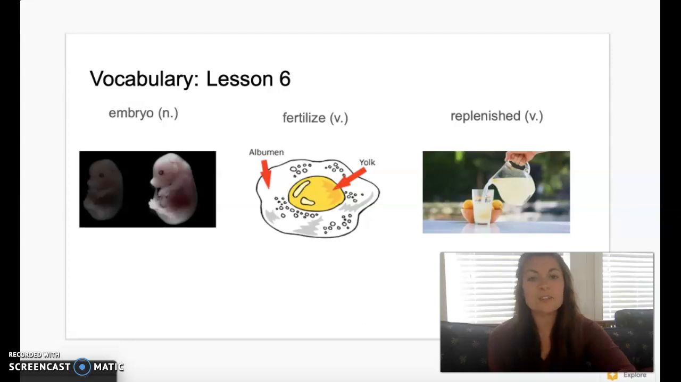Hi, second graders. Today's story is from Knowledge 6, Lesson 6, called Which Came First, the Chicken or the Egg? Before I begin our read aloud, I'm going to introduce you to our vocabulary words.